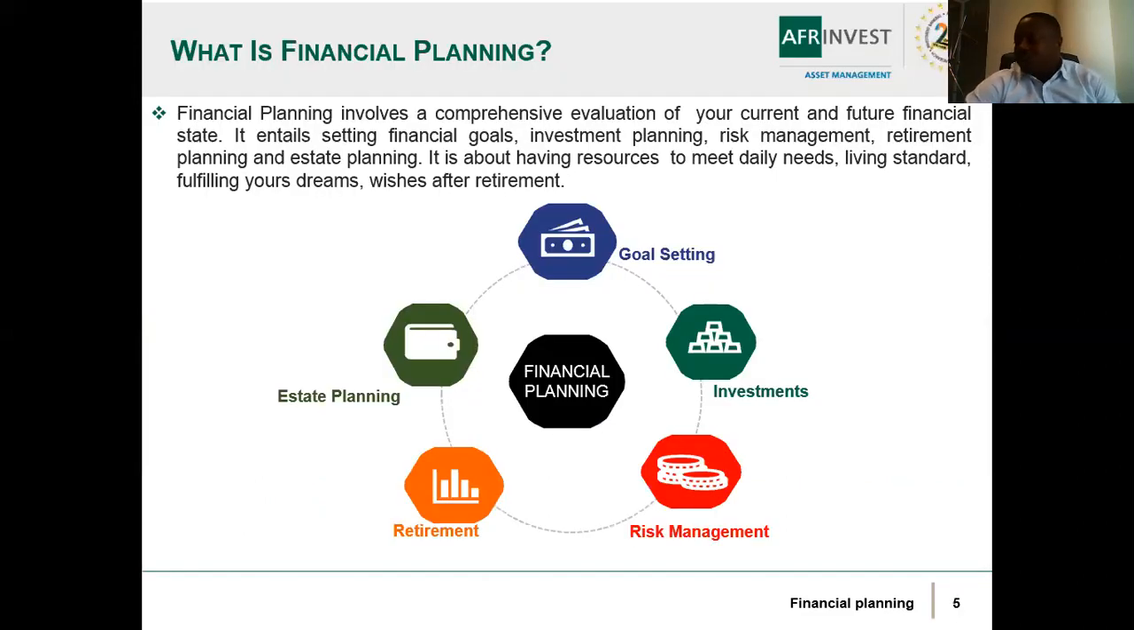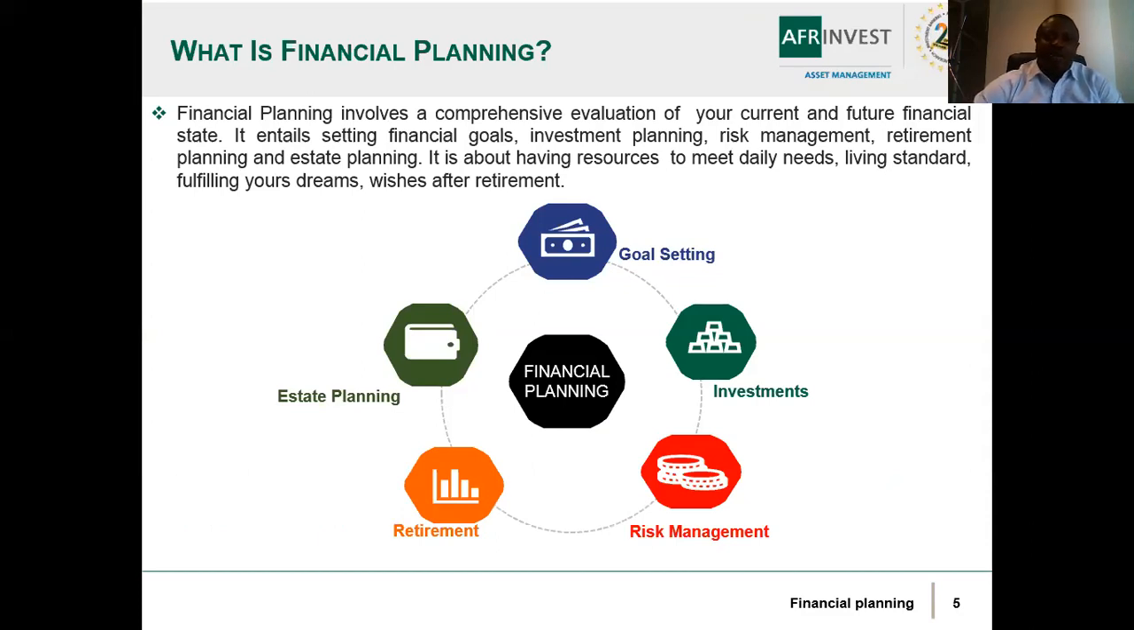Financial planning, as we all know, involves a comprehensive evaluation of a person's financial state. It entails setting financial goals and investment planning. It also involves the calculation and mitigation of risk in case you are trying to invest in a particular instrument. Financial planning also involves retirement planning. It also involves estate planning.